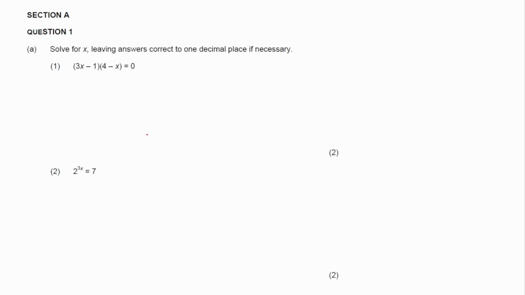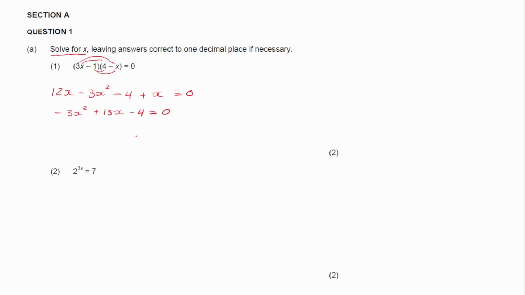Cool, let's get into it. Question 1 is we're solving for x, and we need to leave our answers correct to 1 decimal place if necessary, just like the instructions on the front. In this first example, it's pretty basic. We just got to make sure we're foiling over here. So we're just going to foil it like that. We're going to get 12x minus 3x squared minus 4 plus x is equal to 0. So we get minus 3x squared plus 13x minus 4 is equal to 0.